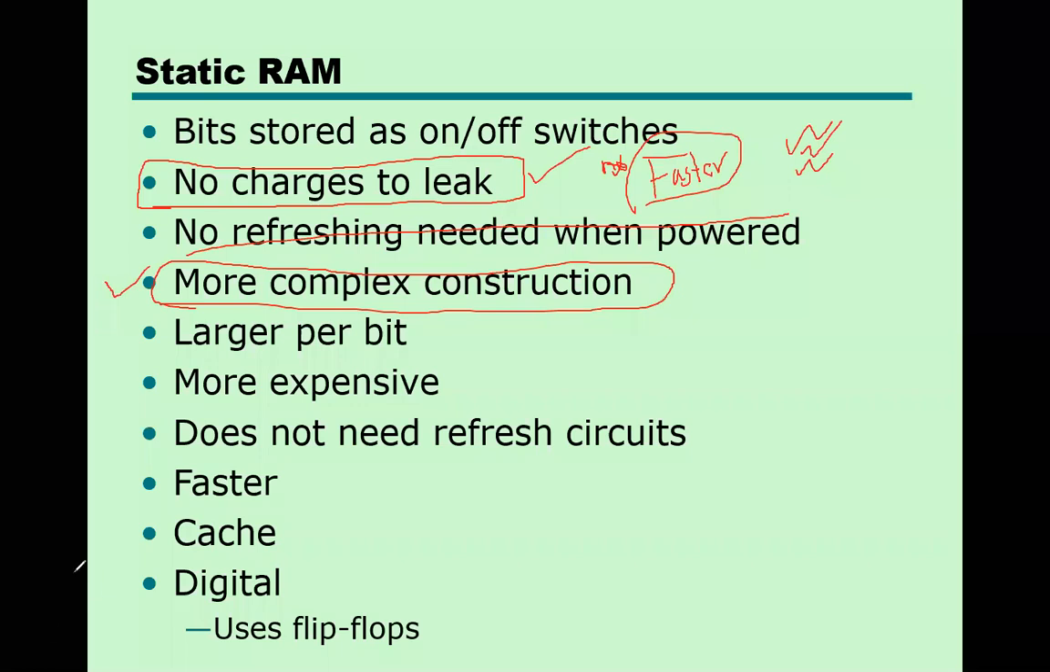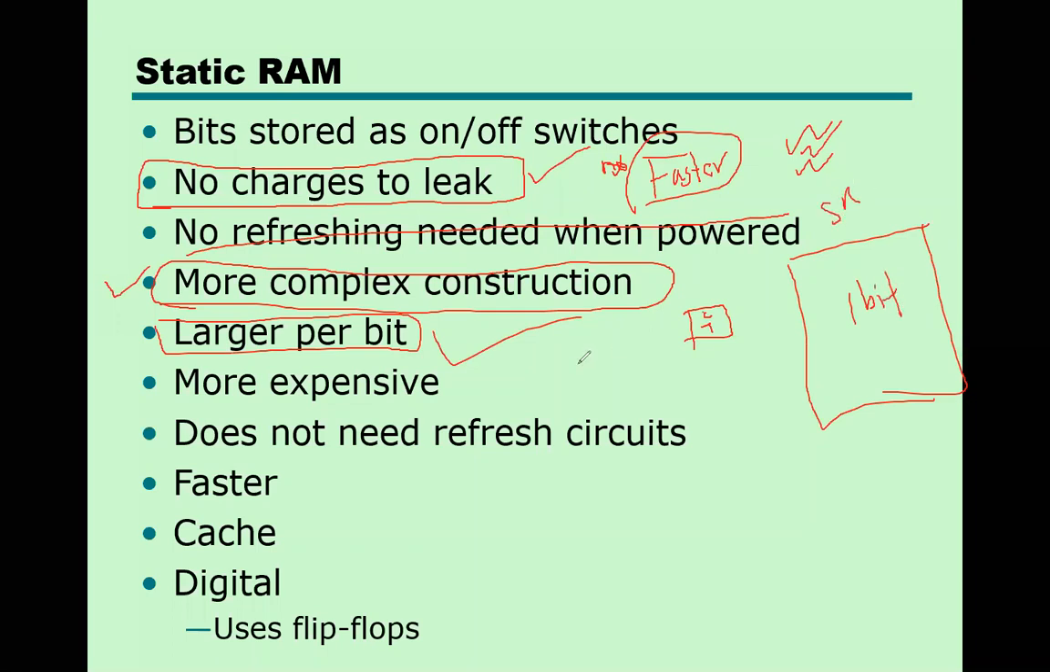Again, here the cell size per bit is larger. In dynamic RAM, the cell has only one transistor and one capacitor. But in SRAM the size per bit is larger, which means multiple transistors and capacitors are used to hold 1 bit of data. In DRAM it is very small. That's why SRAM is larger per bit. Obviously, multiple transistors and capacitors are used to store 1 bit.